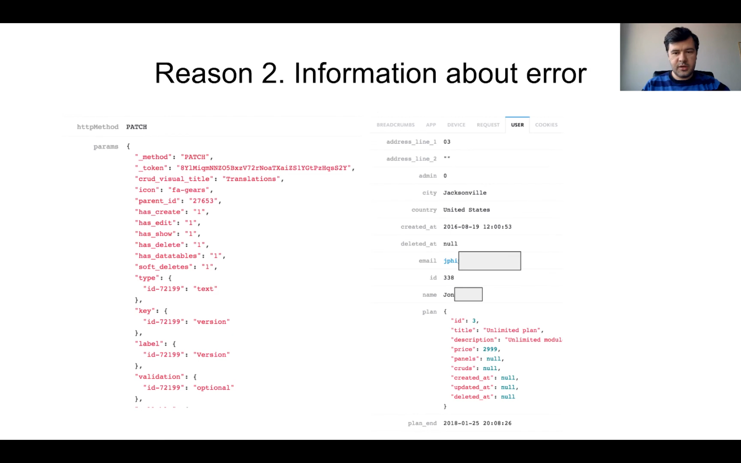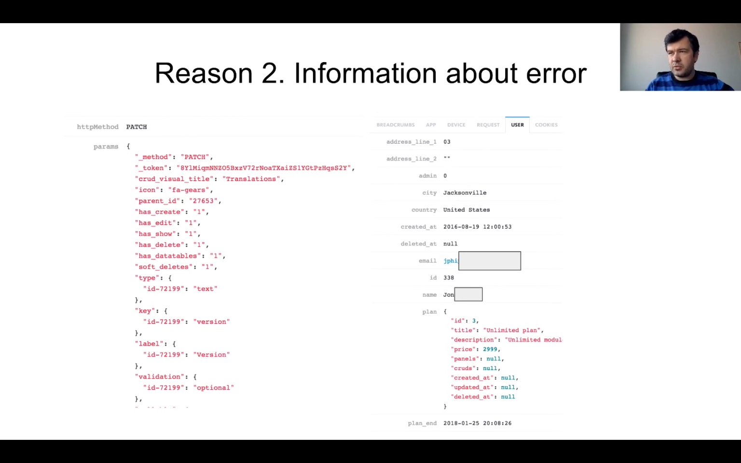Reason number two is what information you get about the error. So if you click that details I've shown before, you get all the requests from the user. So what is the like input parameters, if it's like post or patch method or delete. Every information about the user from the session. So in case of Laravel, it's user, basically user object with all the related tables. You can see that as an example on the right hand side.